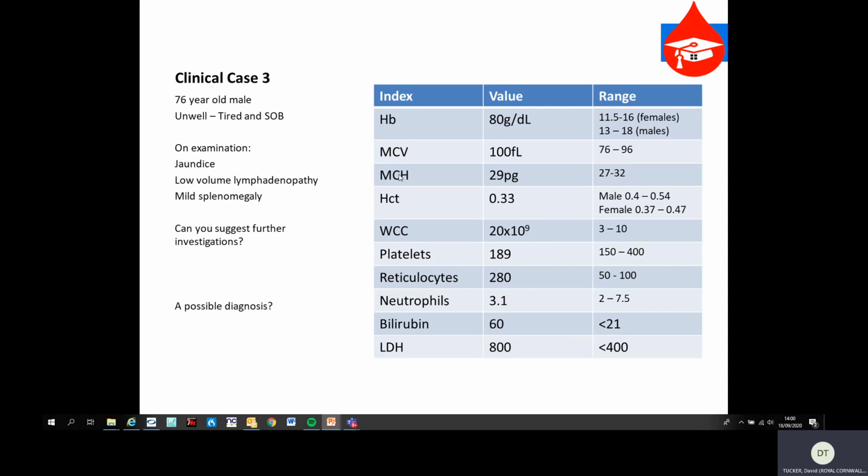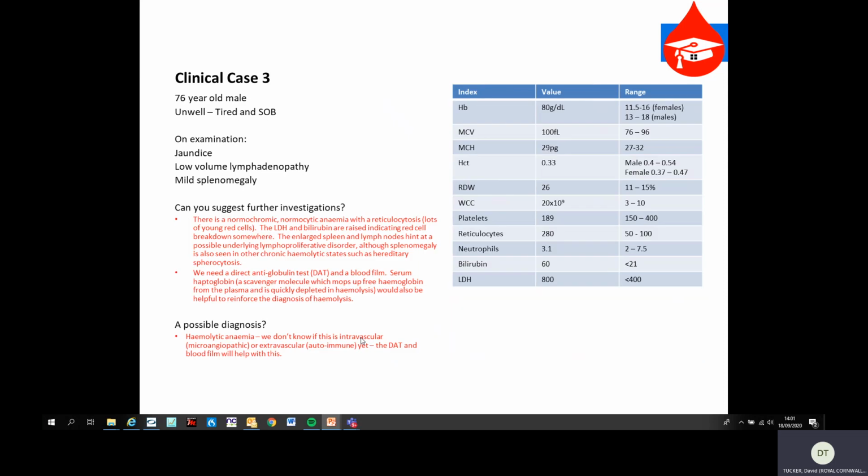So this all looks to me like hemolytic anemia. You've got a brisk reticulocytosis, you have macrocytic anemia, bilirubin is raised, so red cells have got lots of bilirubin in them, so that's being broken down and released, and also red cell breakdown is causing the LDH to be raised. So I'd be thinking hemolytic anemia in this case.